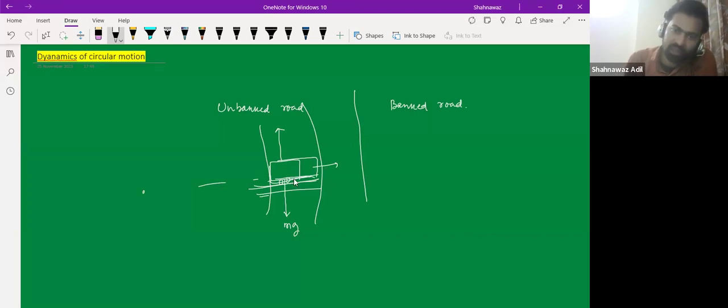These are the tires, or the wheels, of this car. They are in contact with the surface, so they apply some frictional force on the car. You have this friction in this direction. Due to this friction, the car is not slipping.